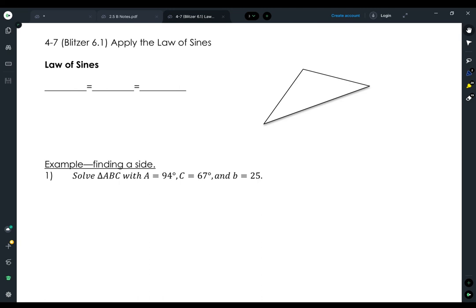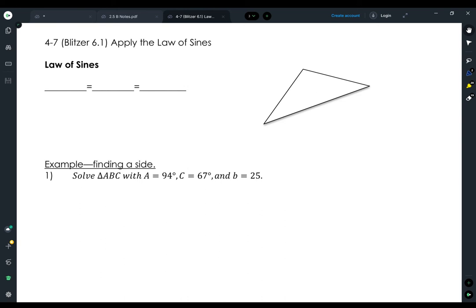So today, for our 4-7 lesson about applying the law of sines, we're actually going to use the textbook Blitzer 6.1. What we like about Blitzer is it splits what could be a really big lesson into two different parts, so we can just focus on law of sines today, and the problems are going to be a little bit easier too. Law of sines is still part of 4-7, but we're really just doing the first half of it.